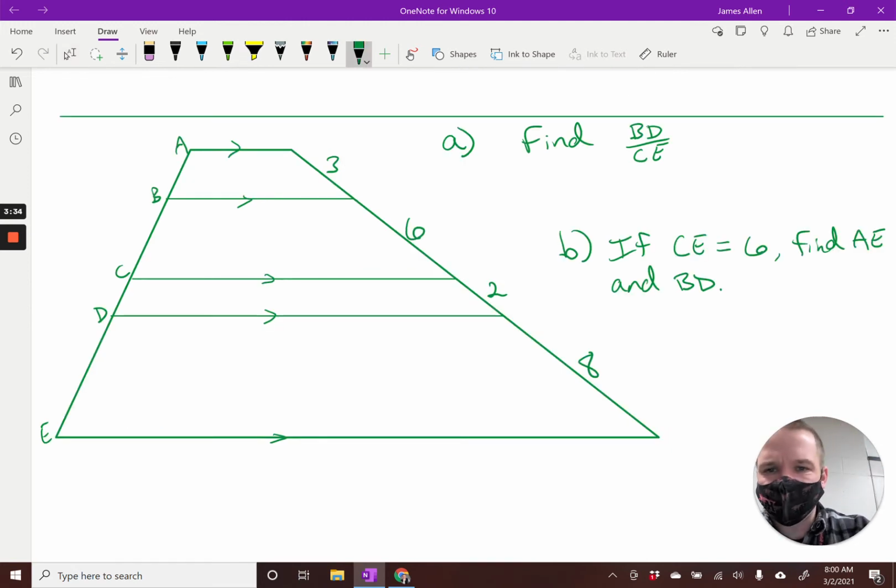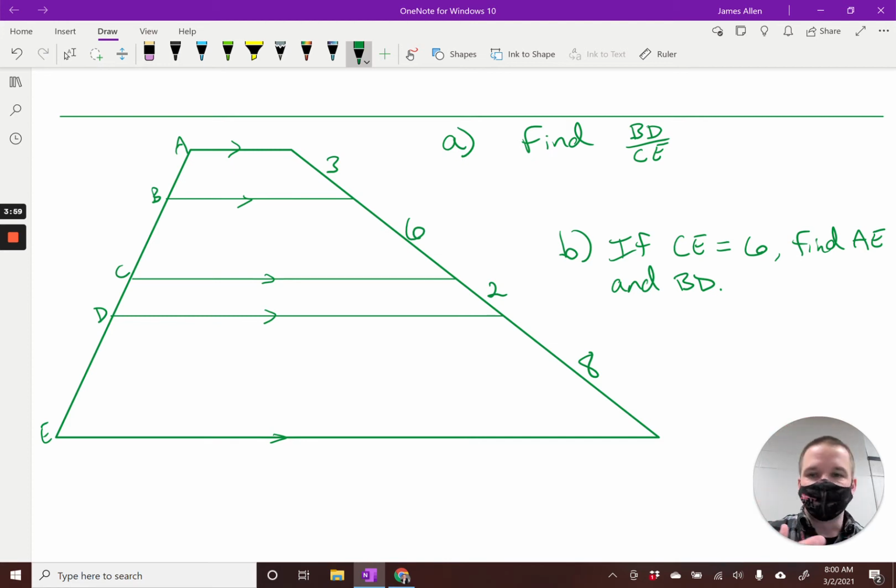All right, in this next one, we've got this trapezoid-looking thing here. We want to find, first off, BD over CE, and then we want to find a couple other lengths there, AE and BD. Now, A, B, C, D, and E, those are all points of intersection there with those parallel lines. We've got a whole bunch of parallel lines. And then the 3, 6, 2, and 8, those are all side lengths of those individual little segments there that are also cut by the parallel lines.